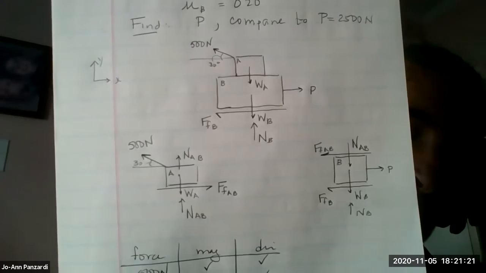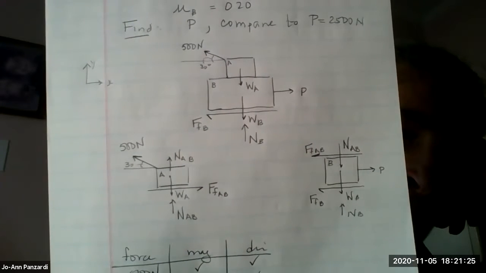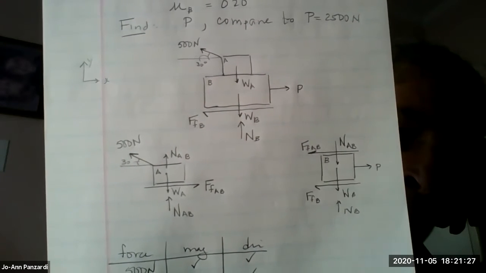So notice any variable that has to do with B and the floor, I'm calling sub B. And any variable that has to do with B and A together, I'm calling AB.